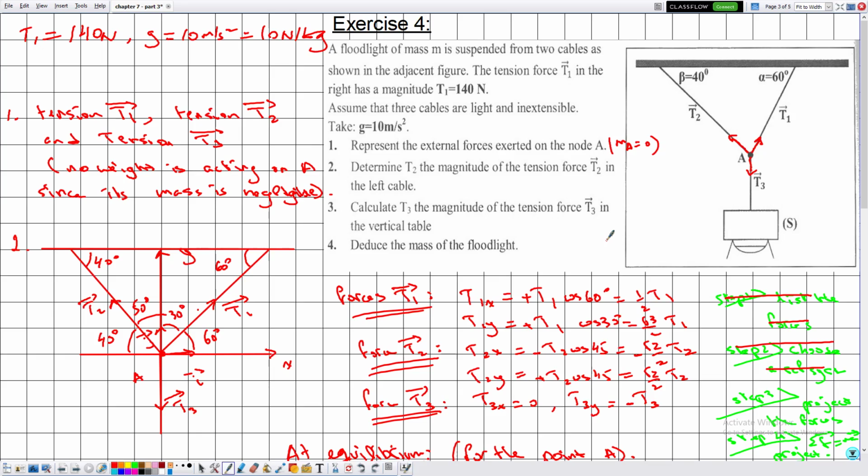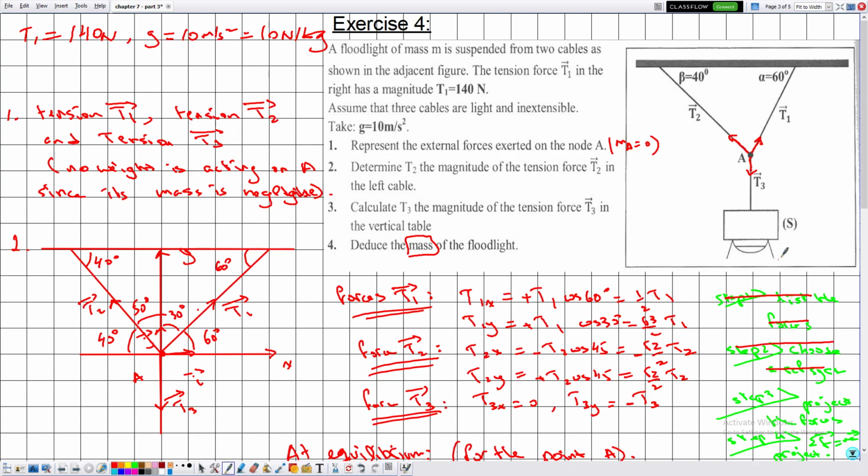Now in part 4 they are telling me deduce, and by deduce it means that we need to use the previous part. In the previous part we have determined the magnitude T3 of the tension. So how come we need to deduce the mass of the floodlight? The mass of the floodlight, which means that we are interested in determining the weight of the floodlight. So here we need to apply Newton's second law or the condition of equilibrium, but not for the point A, for the other body that consists in the problem, which is the body S.